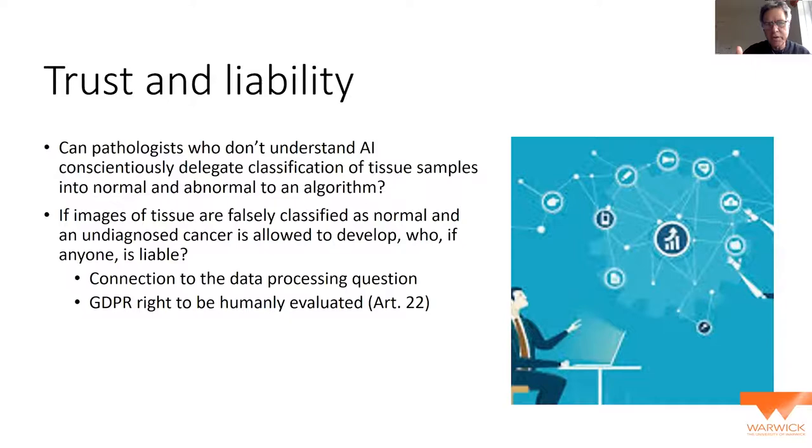There are also legalities. I mentioned only one, which is that Article 22 of the GDPR says that processes that have important consequences for people should not be automatic, and that people have a right to have human-mediated judgment in their decision processes. Next slide, please.